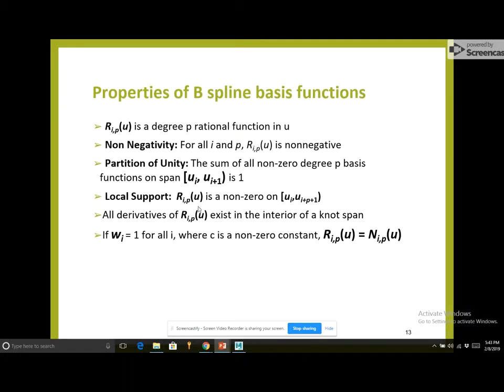And local support. A rational basis function is non-zero on this span. All derivatives of our rational basis function exist in the interior of a knot span. When the weight is 1, then a rational basis function is nothing but a normal basis function. That is, Ri,p(u) is equal to Ni,p(u), where c is a non-zero constant.